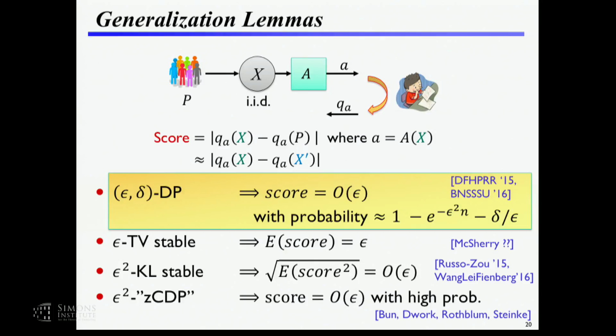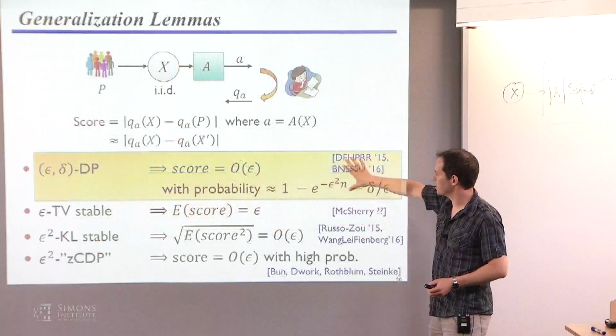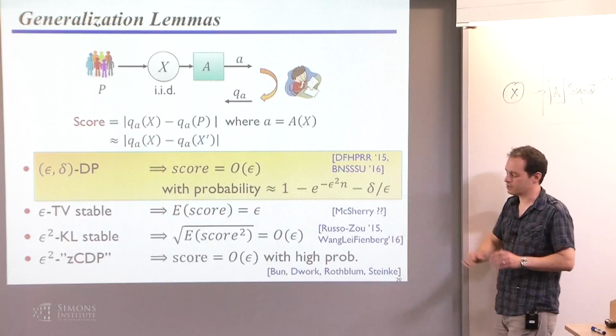And then there's another thing that comes in handy for concrete computations, but I won't go through, which is what's called concentrated differential privacy or zero-concentrated differential privacy. And it gives essentially this type of statement, but in some cases with better constants.